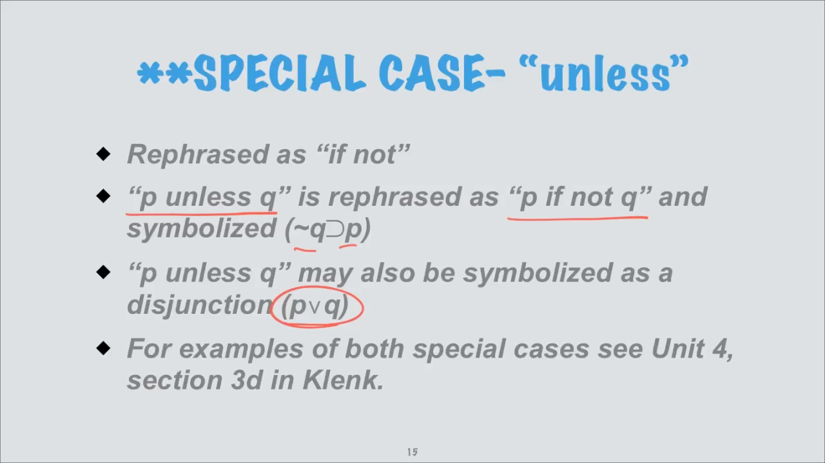And for example of a special case, if you want more examples of these to go over, you can see that in Unit 4, Section 3D in your textbook. But again, this is the special case: P unless Q, if not Q, so not Q, therefore P, or you can simply just throw an or statement as we said before. So either one is perfectly acceptable when doing translations.